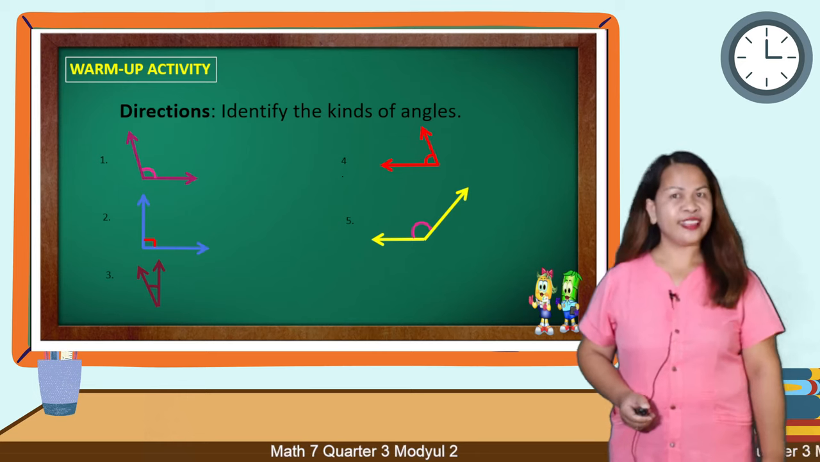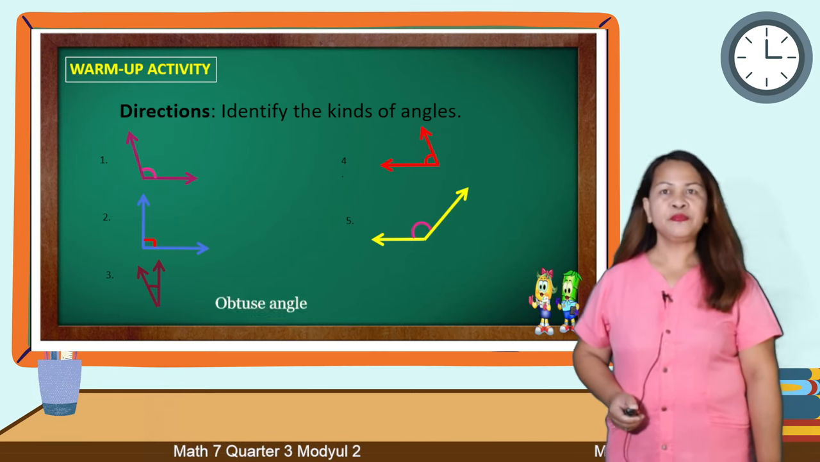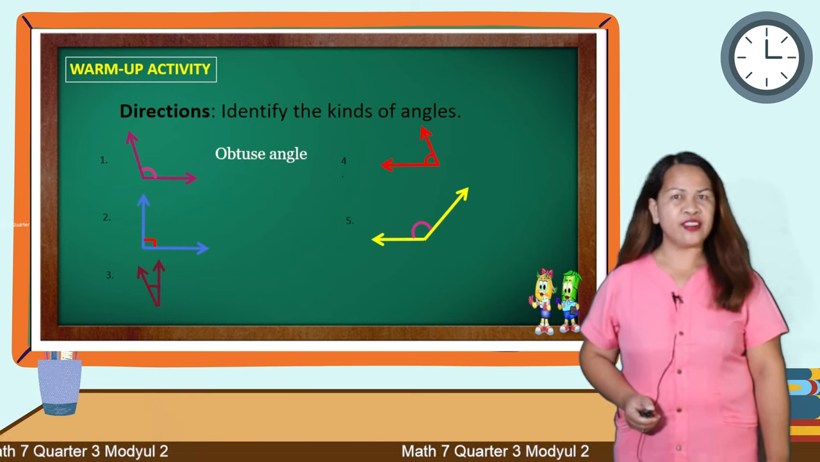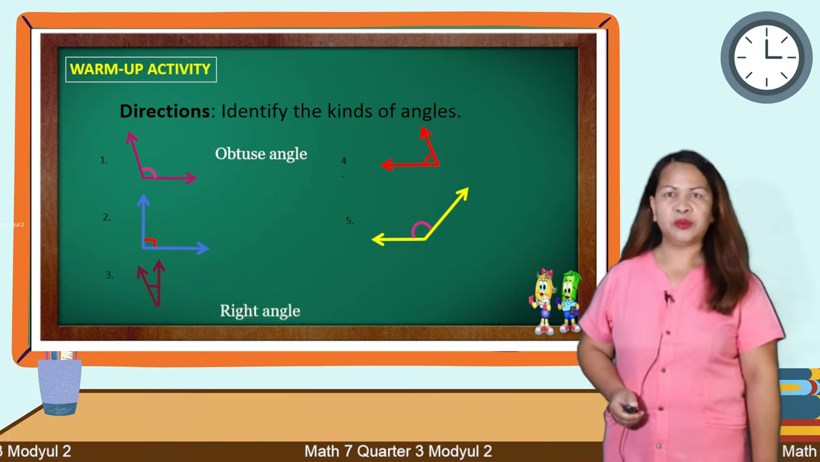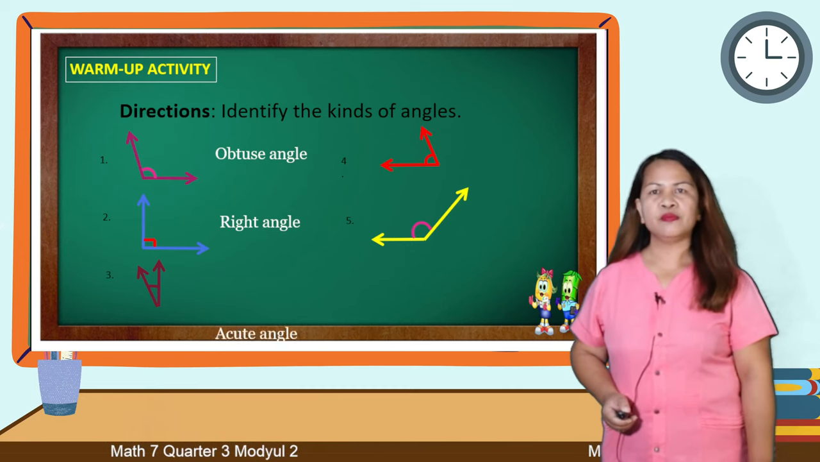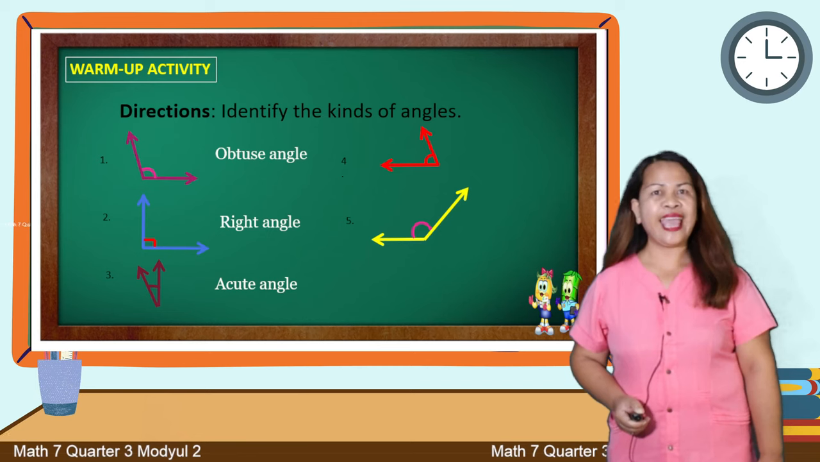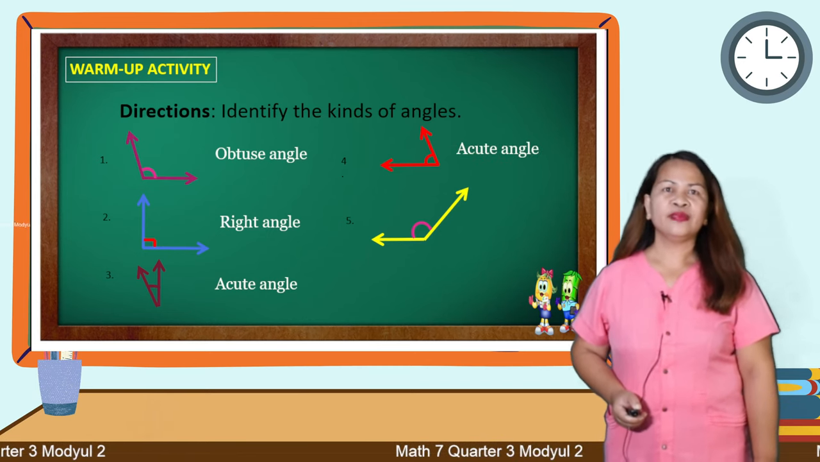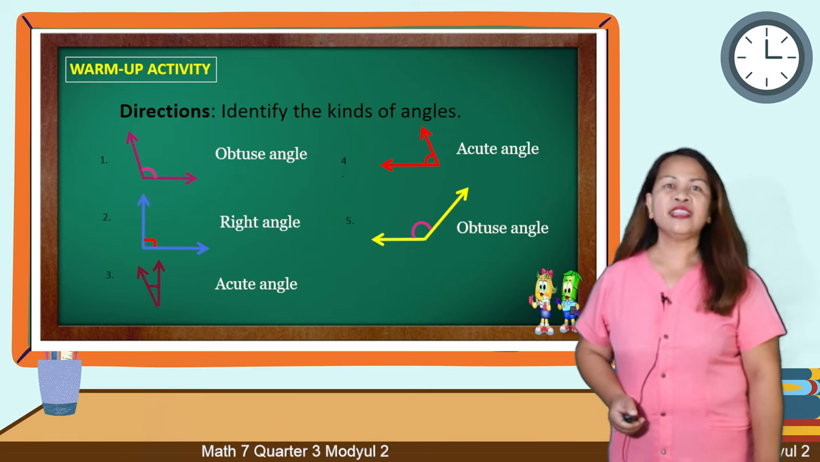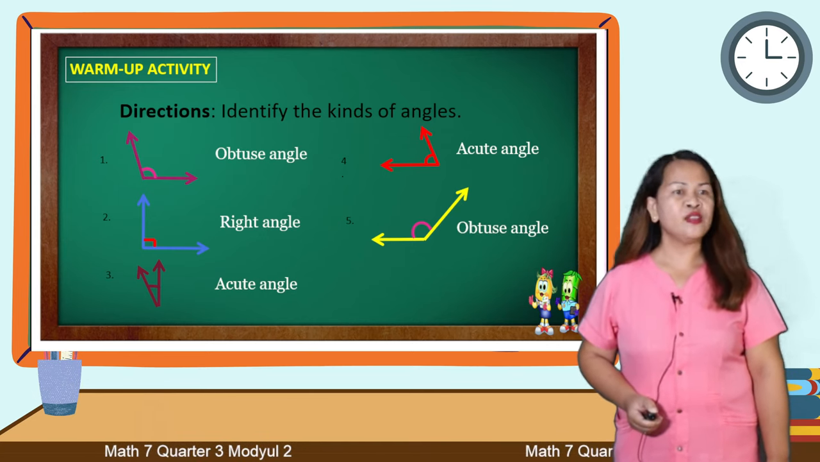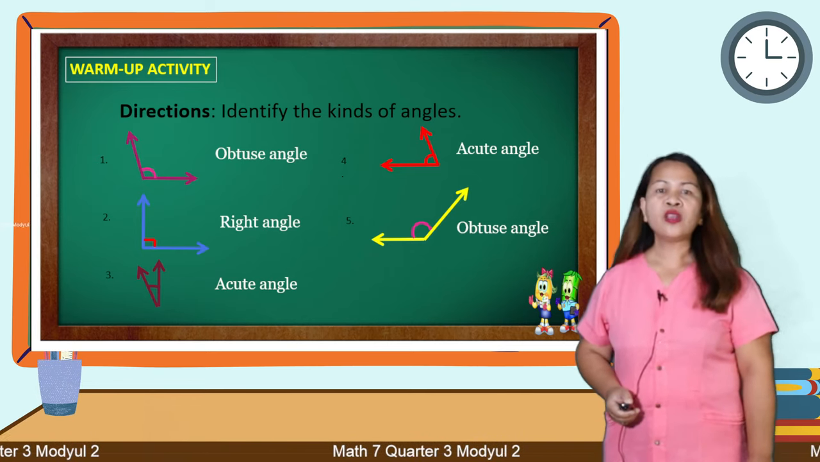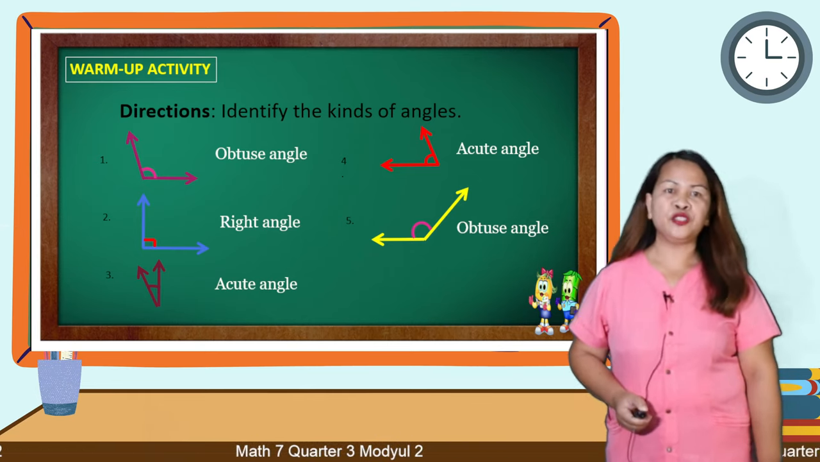Okay, let's answer. Number 1. Is your answer an obtuse angle? Then you get it right. How about number 2? Right angle, very good. 3. It is an acute angle. 4. Another acute angle. And the last but not the least, yes, it is definitely an obtuse angle. Correct, you are doing good. I think you are now ready for our new lesson.